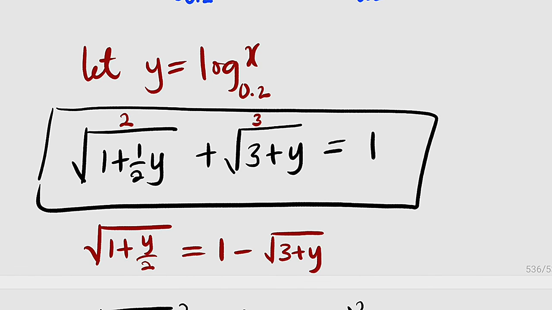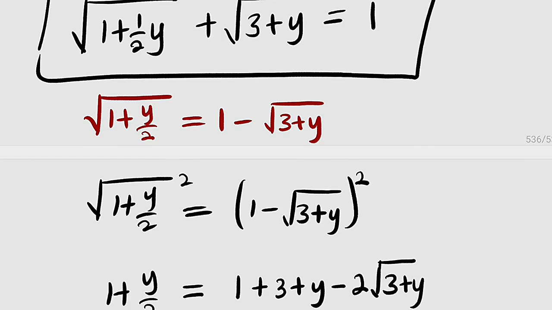Can you see that? But what about if we substitute y equal to negative 2? Let me show you that it is going to work. Negative 2 times 1 over 2 is going to give us negative 1. And 1 minus 1 is 0. So the square root of 0 is 0. So what about this one? Negative 2 right here. We have 3 minus 2 is 1. Square root of 1 is 1. 0 plus 1 will give us 1. Right? Therefore, y equal to negative 2 will work.